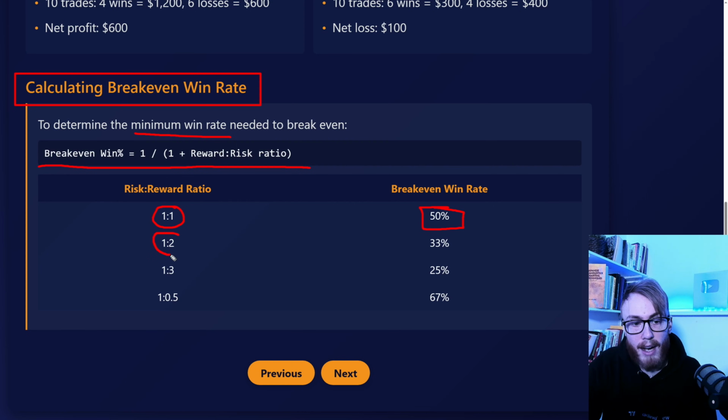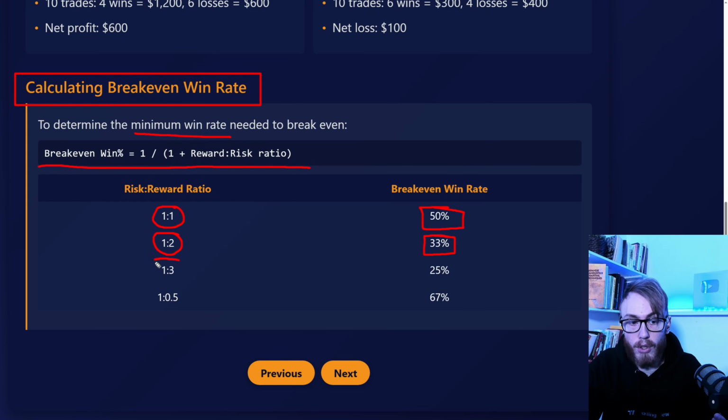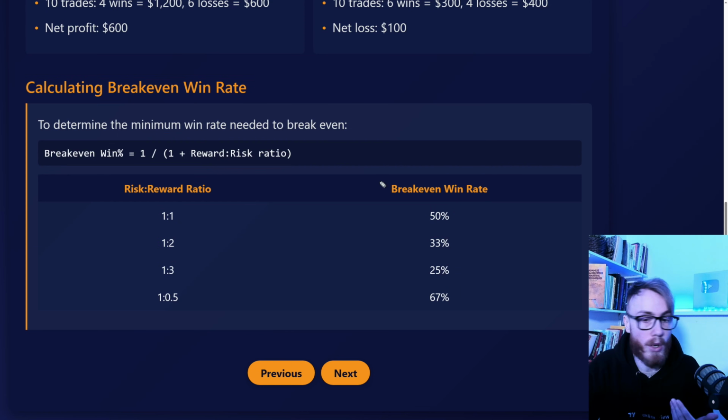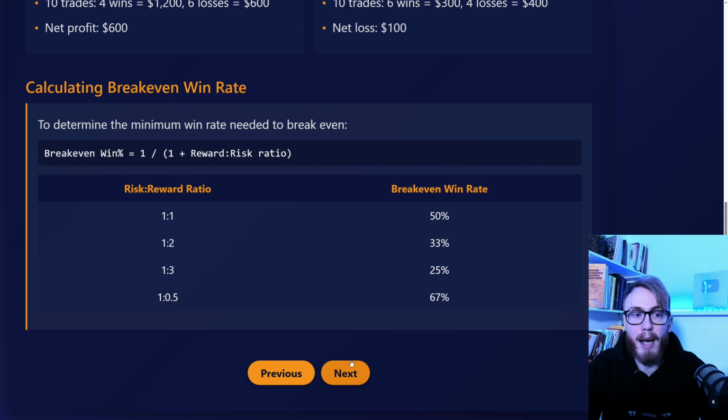But here, if we have a 1 to 2 risk to reward, meaning that we win 200 and lose 100, now we only need to win 33% of the time. So if we win more than 33% of the time, we will be consistently profitable. And this goes on and on. With a 1 to 3 risk to reward, we only need to win 25% to break even, and so on and so on. So I hope this gives you guys a good definition of the break-even win rate.